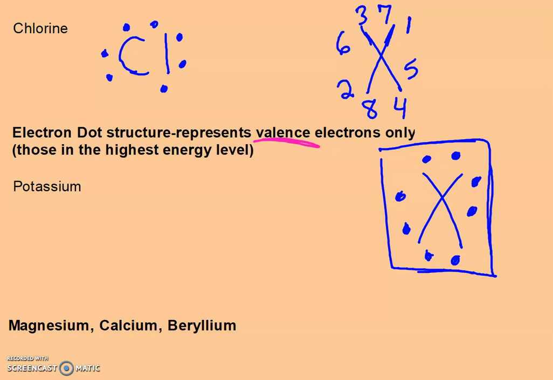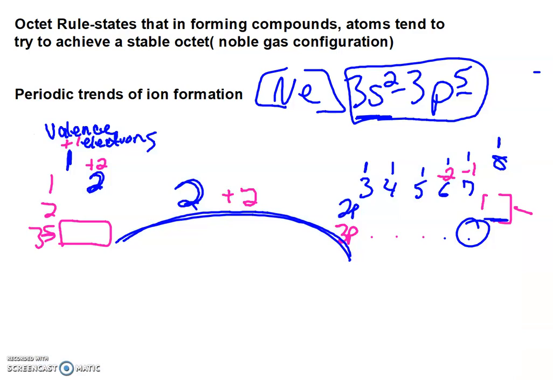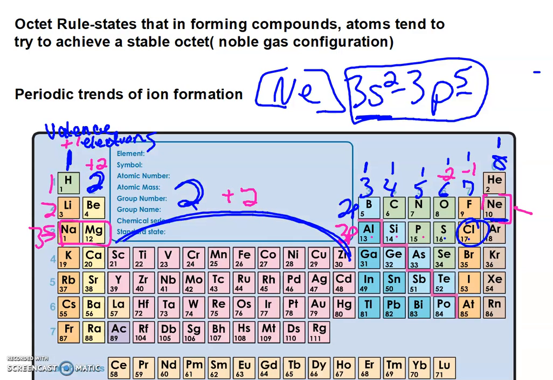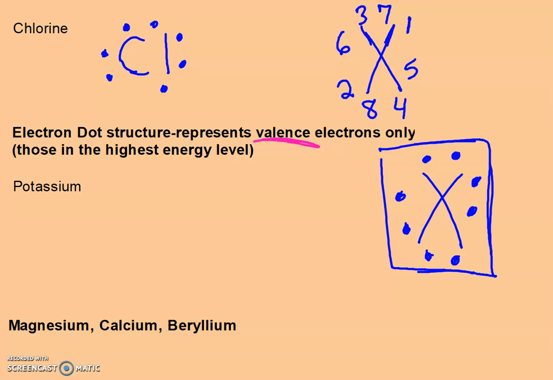All right, something like potassium: if you look at where potassium is on the periodic table, it's in this first column. Potassium is right here. So potassium has 1 valence electron. So potassium has just 1 dot.